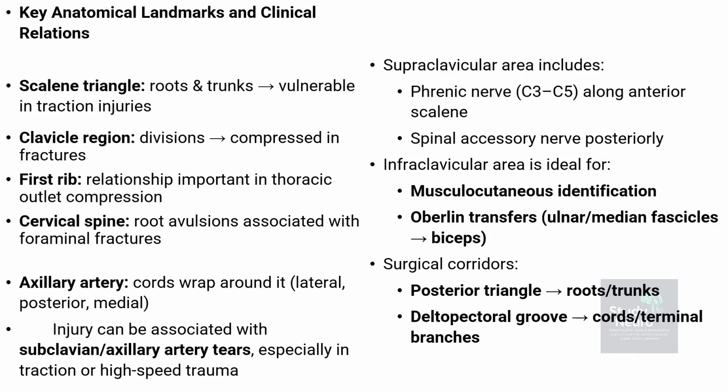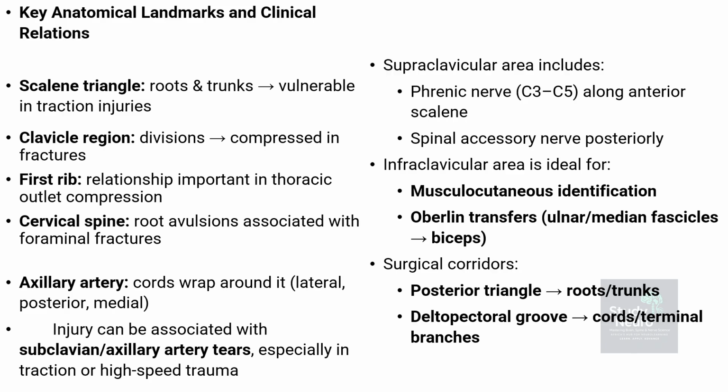Beneath the clavicle, the cords wrap around the axillary artery, and high-speed trauma can injure both the nerves and the artery, potentially causing serious complications. In the supraclavicular area, the phrenic nerve runs along the anterior scalene. An injury here can cause diaphragmatic paralysis. The spinal accessory nerve lies posteriorly and serves as an important landmark in surgical approaches.